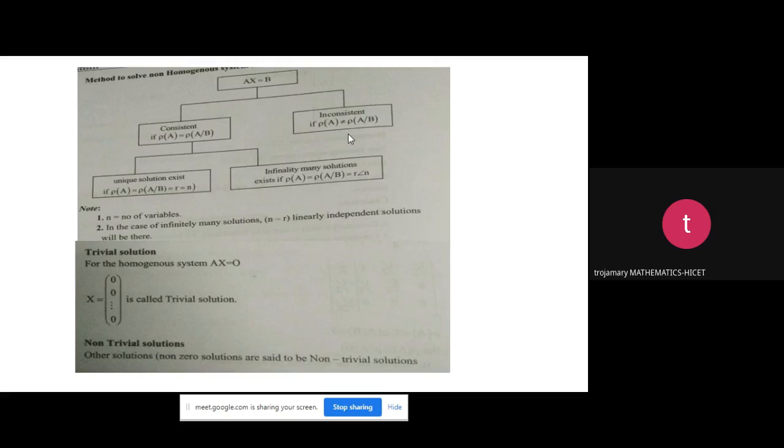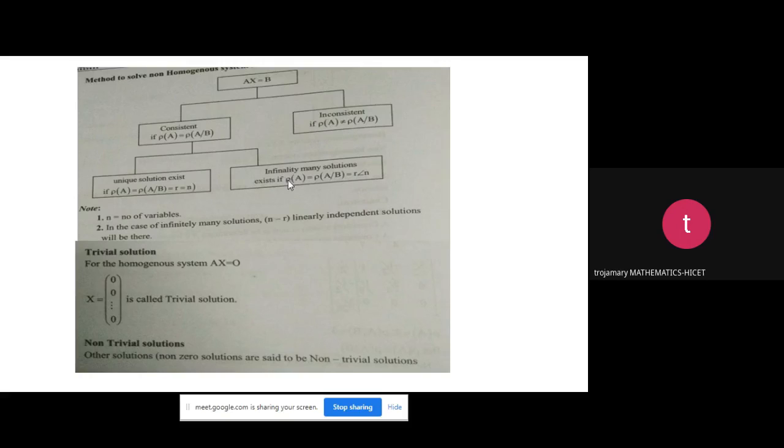Then, if the system is consistent, there are two types: unique solution or infinitely many solutions. A unique solution occurs if rank of A equals rank of [A|b] equals the number of unknowns, for example 3 by 3 with rank 3. Then the system has a unique solution. If the rank is less than 3, then it has infinitely many solutions.